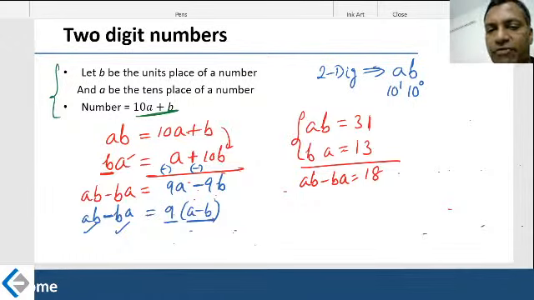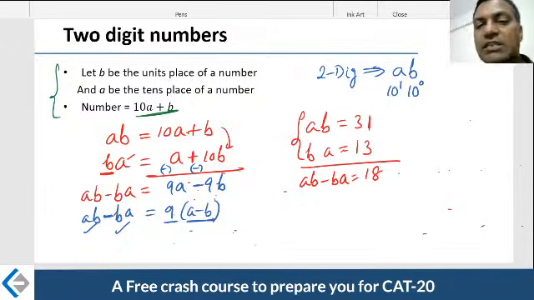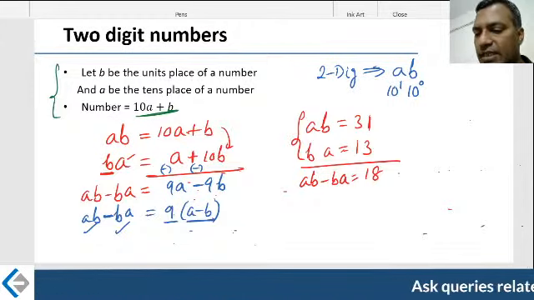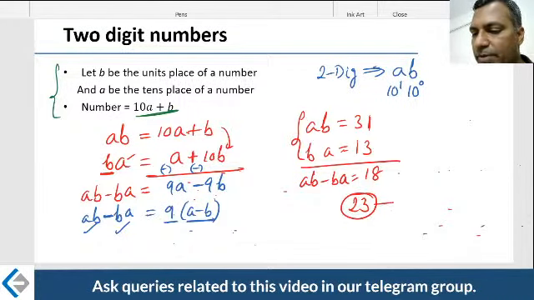Now focus on my word difference. When I use the word difference, I don't know whether the number is bigger or the number found by reversing its digits is bigger. That I might not know. For example, my number is 23. This is my AB. The number found by reversing its digits becomes 32. The difference is 9.